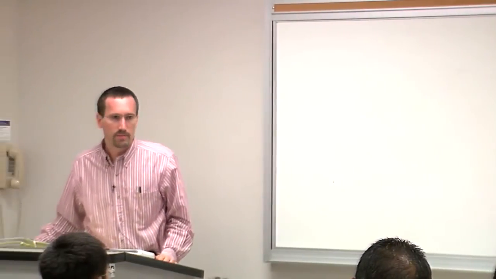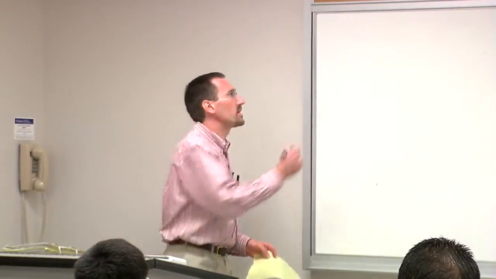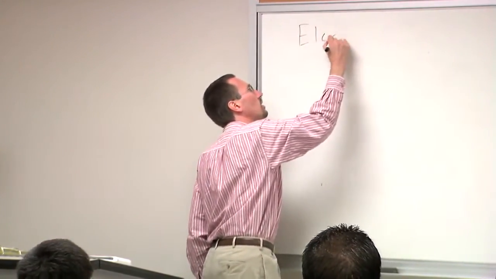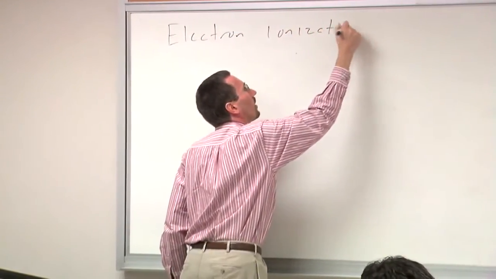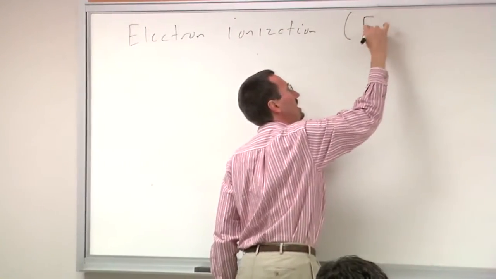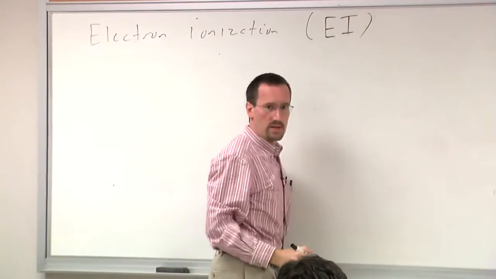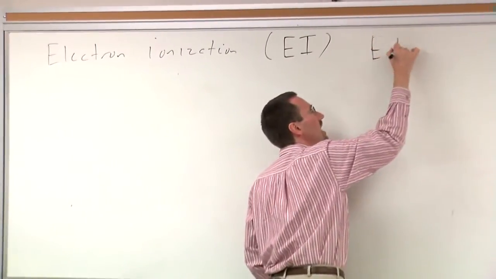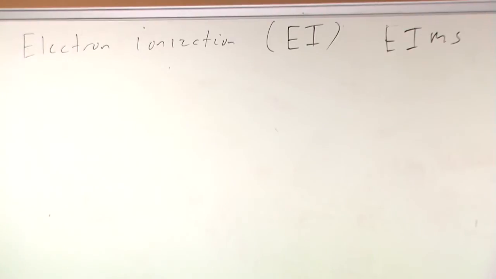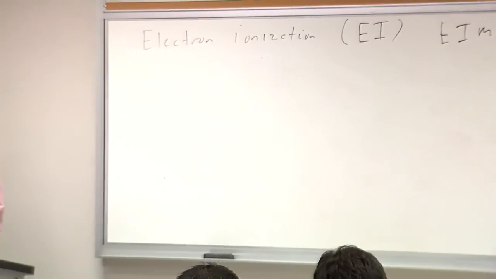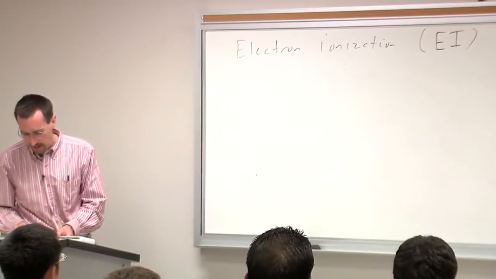Most of the molecules that one works with don't have a charge on them. So the first question is, how do you get a charge on the molecule? Historically, the first technique developed is called electron ionization. You'll see that written as EI, or you'll see the whole technique written as EI mass spec. And the basic idea is a little counterintuitive. You're going to use an electron to ionize the molecule.